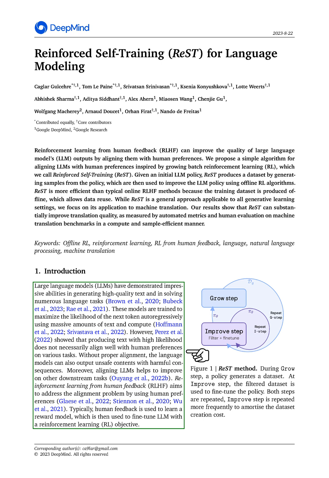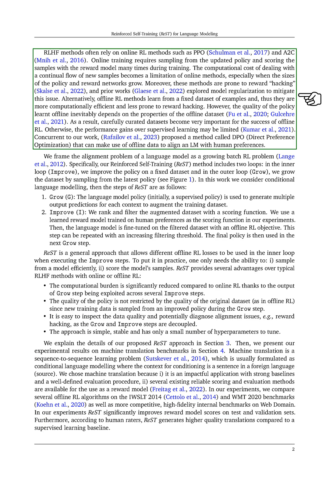One way to address this alignment issue is through reinforcement learning from human feedback, RLHF. This approach uses human preferences to learn a reward model, which is then used to fine-tune the LLM using a reinforcement learning objective. However, this method often relies on online reinforcement learning methods, which can be computationally expensive and prone to reward hacking. An alternative approach is offline reinforcement learning, which learns from a fixed set of examples and is more computationally efficient and less susceptible to reward hacking.